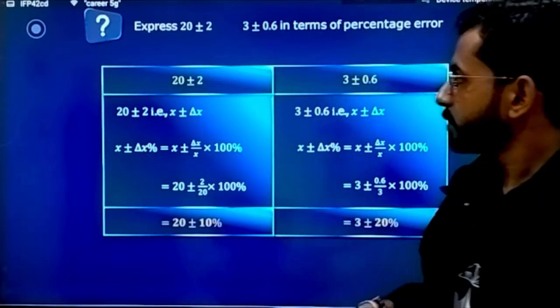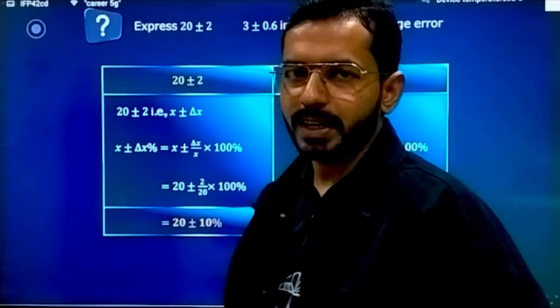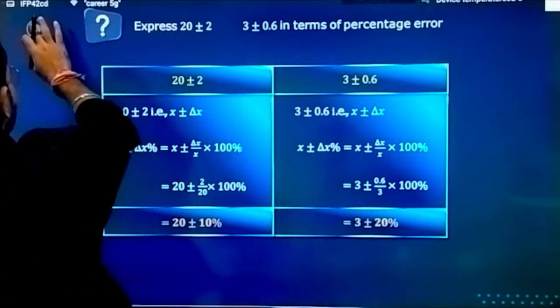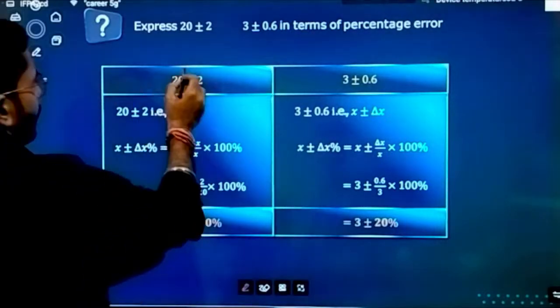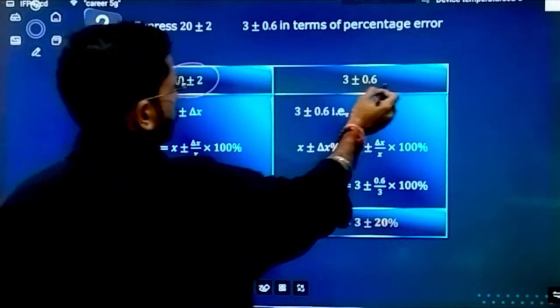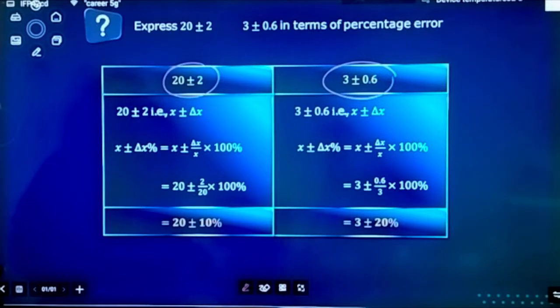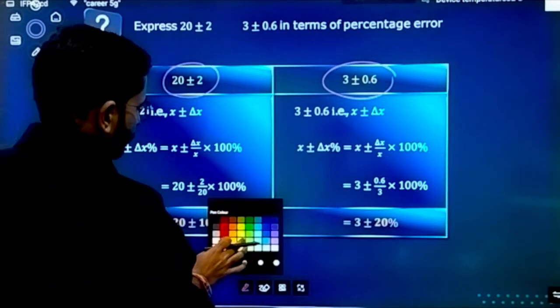So let's understand in a better way, when you have numerical values, how to calculate the errors. Percentage error: let's suppose the question is asking you, one value is given as 20 plus minus root 2 and second value is given as 3 plus minus 0.6. So how will you be calculating the percentage error?